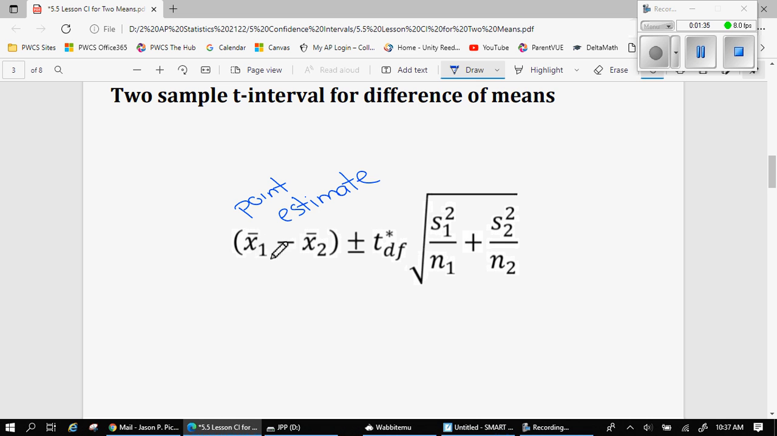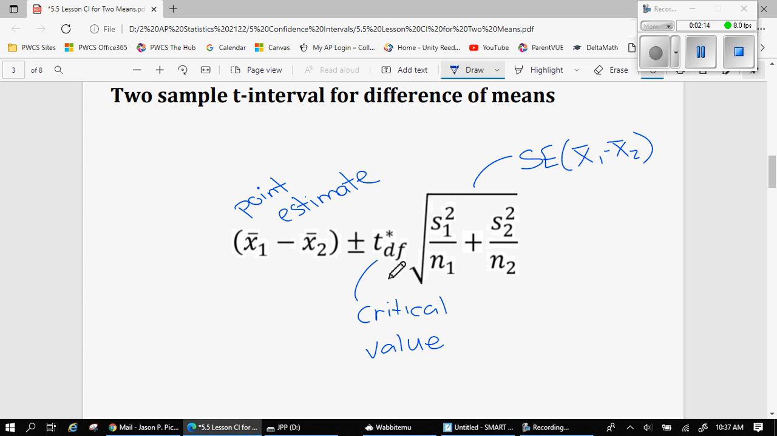So this is the difference in two sample means. So we have sample 1, sample 2, and we subtract the means to find the difference for those particular samples. And of course we have our critical value, our t star, and we have our standard error. And so this would be a standard error for x bar 1 minus x bar 2. This standard error you can find on the formula sheet. The general confidence interval formula you can find on the formula sheet.